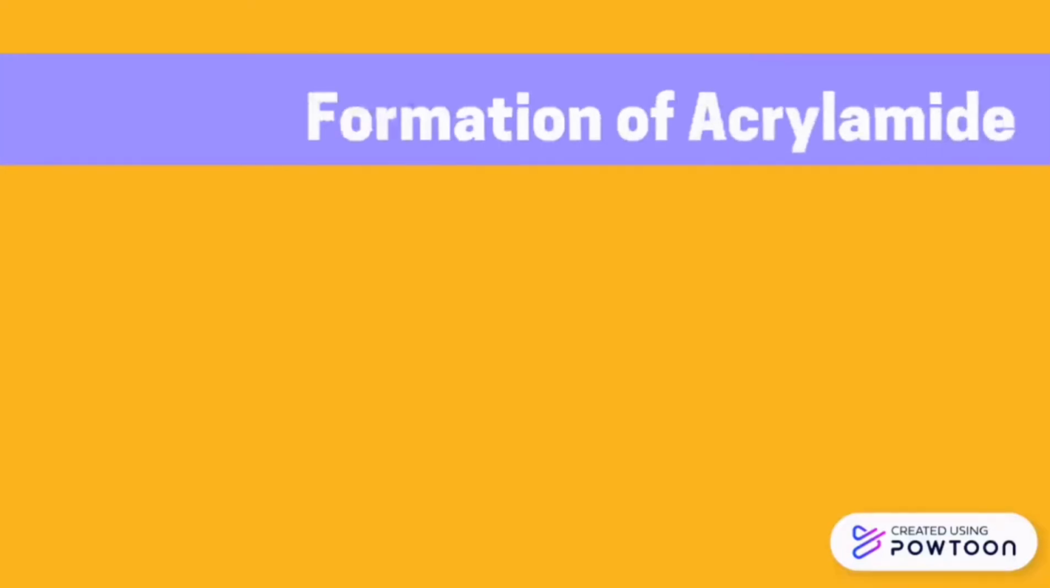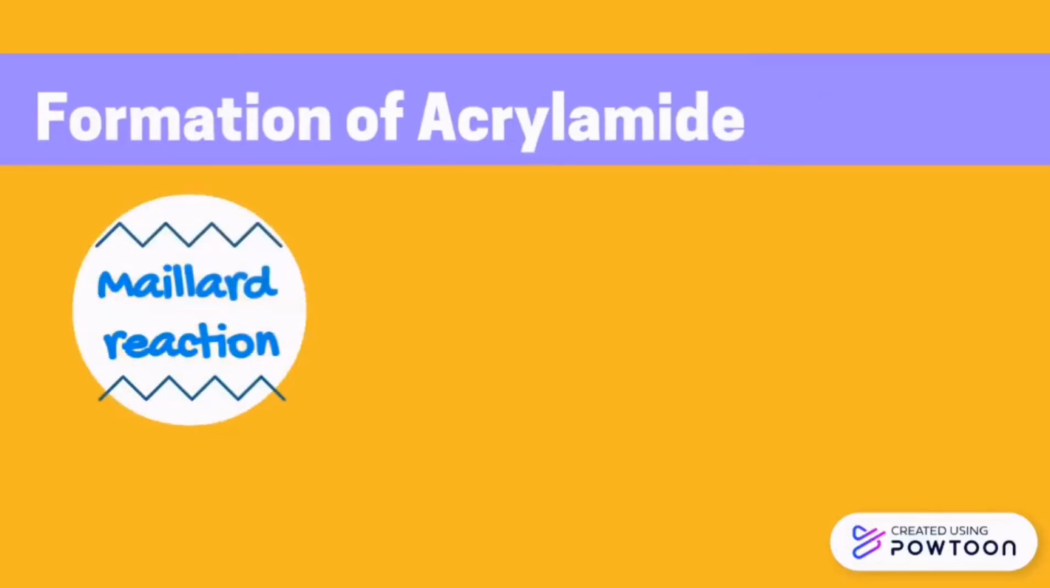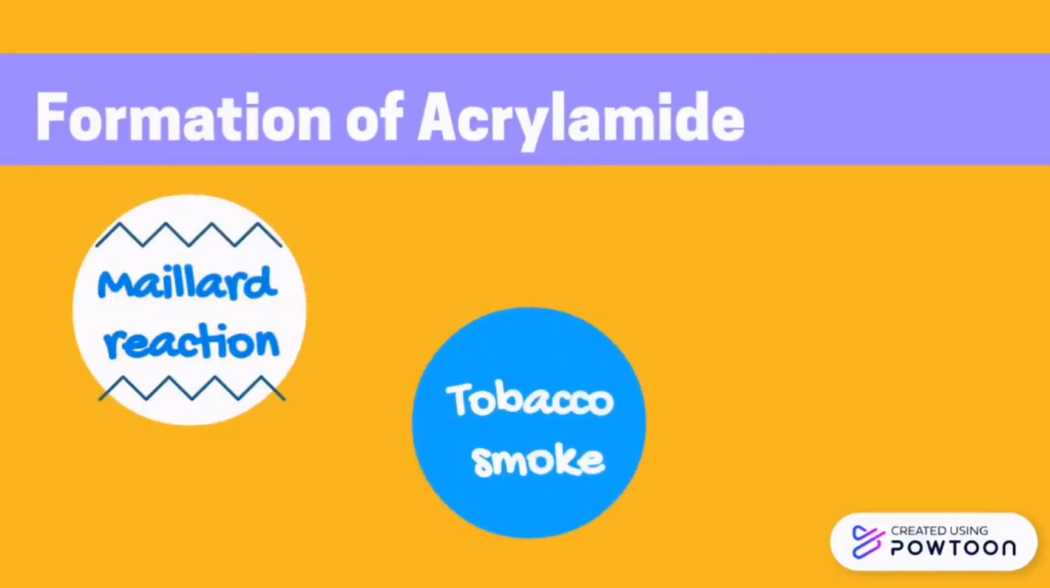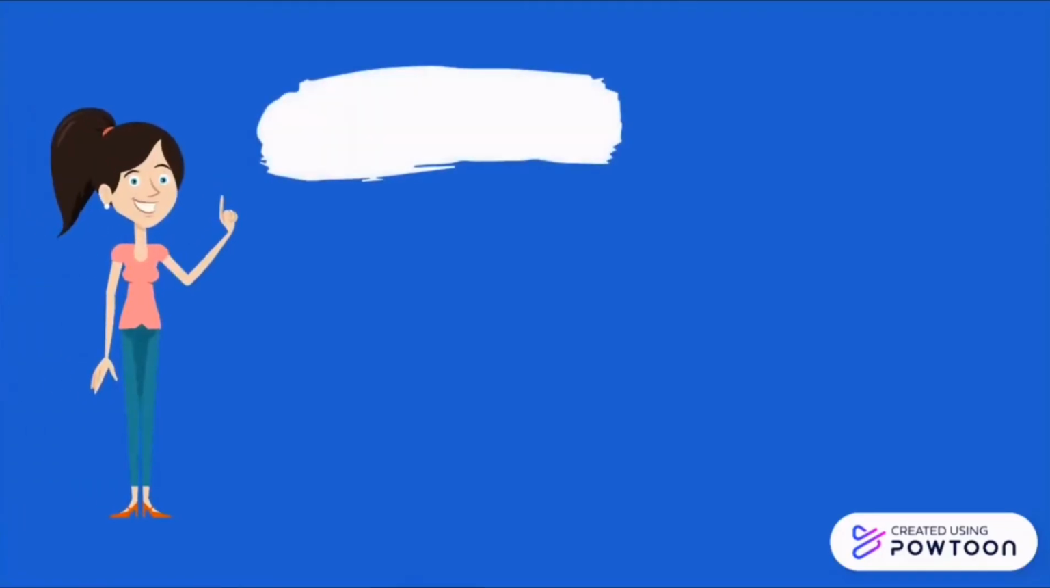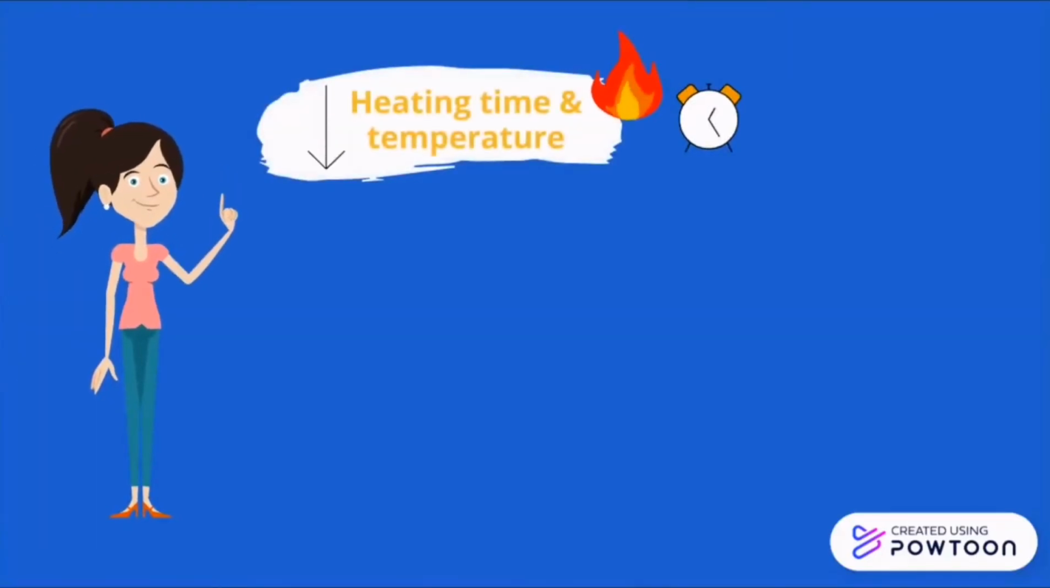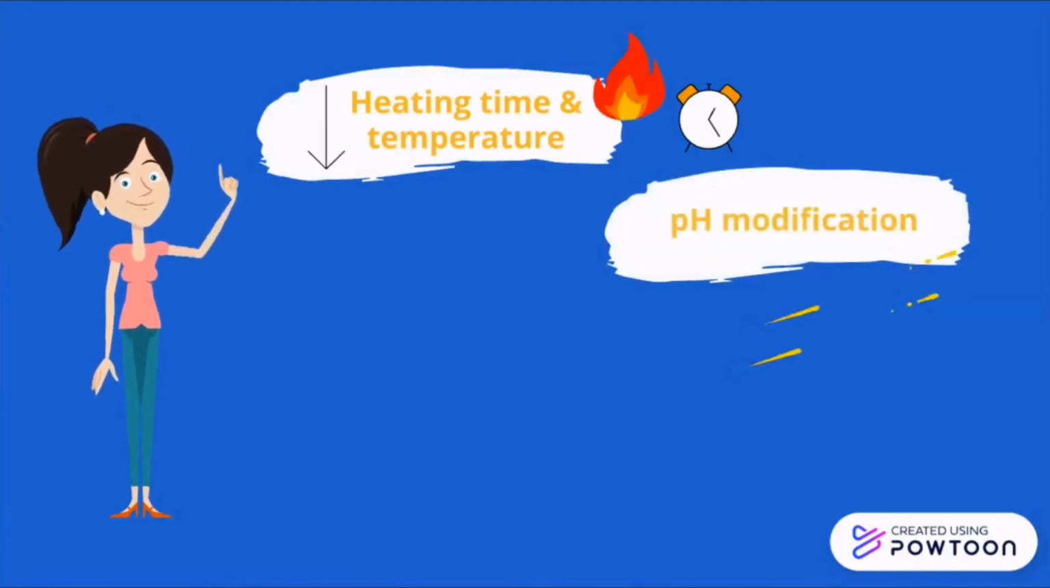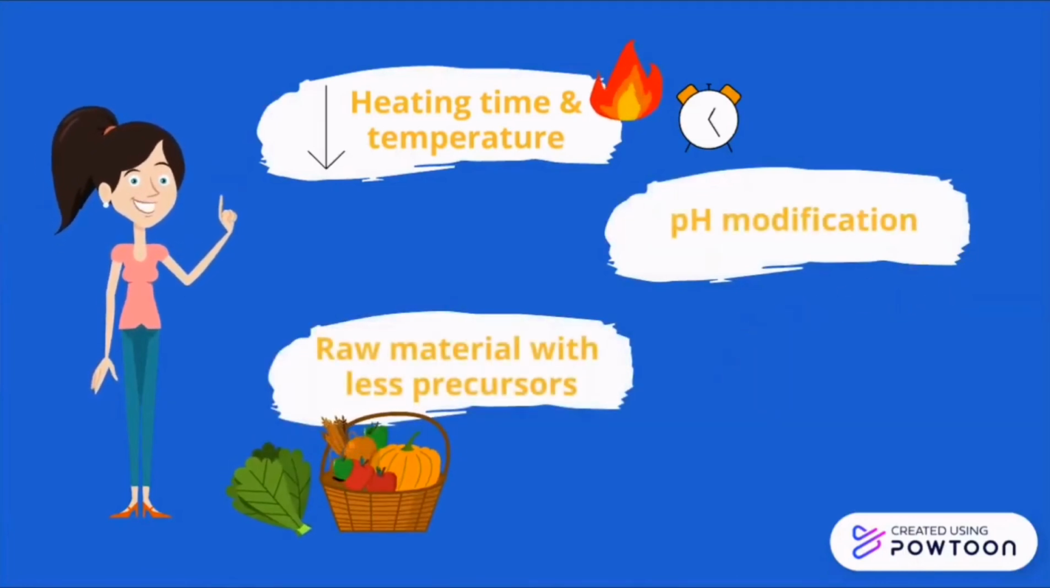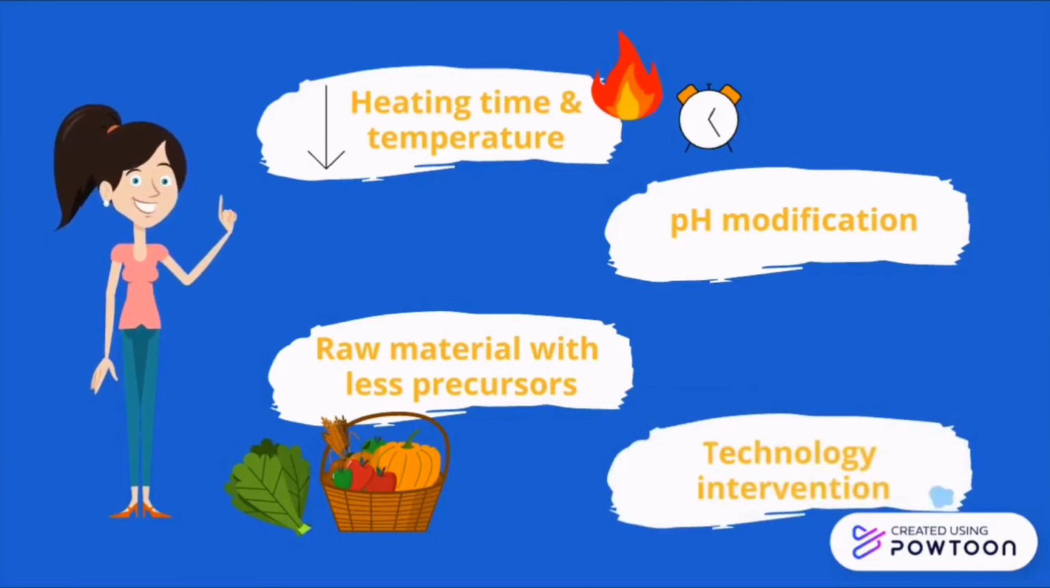In conclusion, acrylamide can be formed from the Maillard reaction, tobacco smoke, and lipids. Numerous strategies such as reducing heating time and temperature, pH modification, using raw materials with fewer precursors, and process technology interventions are able to inhibit the formation of acrylamide in food systems.